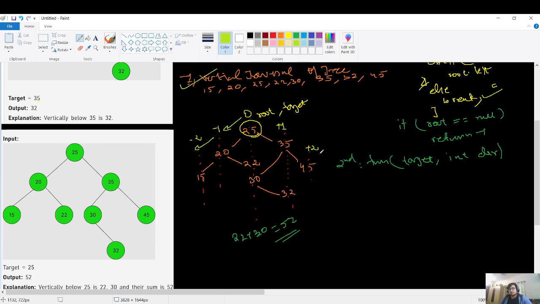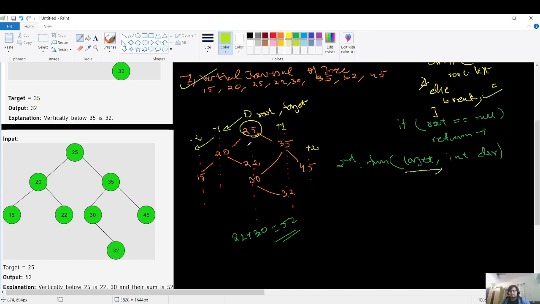But in our case, we do not have to start the 0, -1, -2 from the root node. We do not have to do that. We have to do it from the target node, right? So if I just dry run it for you, right?